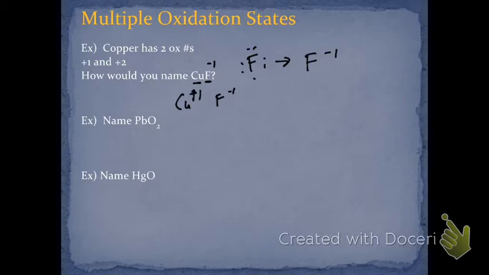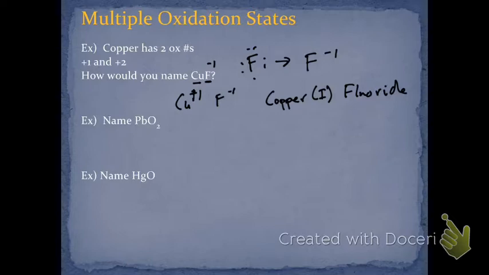So let's name it now. This is called copper 1 fluoride. Why did I put a 1? Not because there's only one copper, but because the oxidation number is a positive 1, right? And so that's why the Roman numeral is 1.